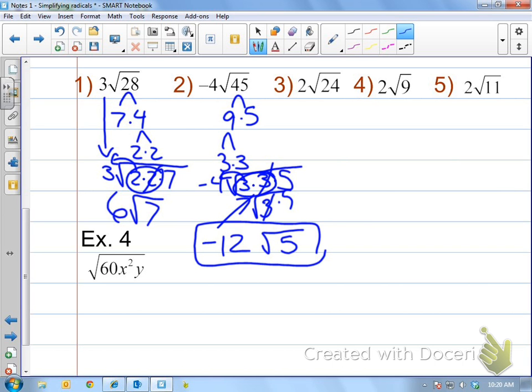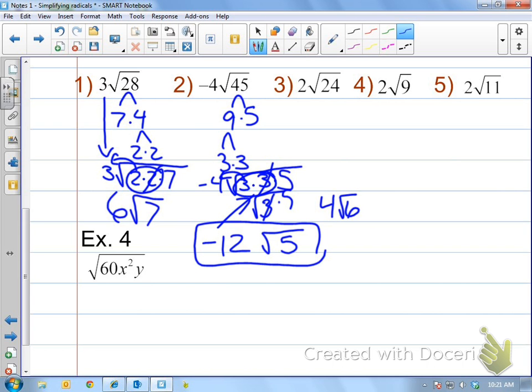Number 3. What did your group get? 4 square root 6. 4 square root 6. What about the next group? You got that as well, okay? 2 groups got the same thing. That means we're probably correct.